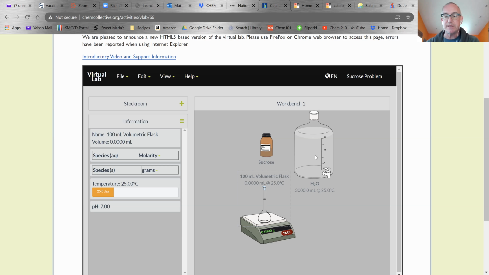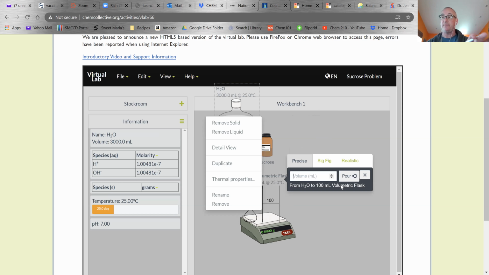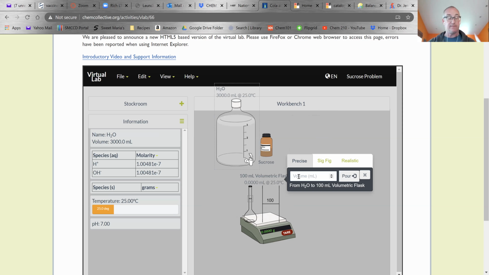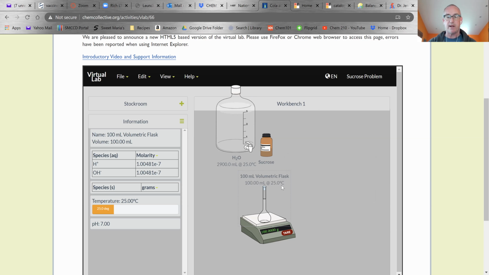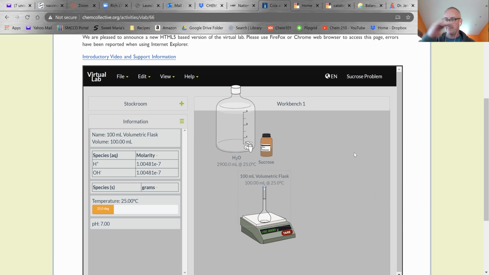So let's take the water and move that over. Now I'm going to add 100 mils, and we'll see if it comes up to the line. 100.00 mils. Pour, boom. You can see the line was just touching the meniscus of the water. So that was precisely 100. And look at the mass given. 100.00 mils of water gives 100.0000 grams.